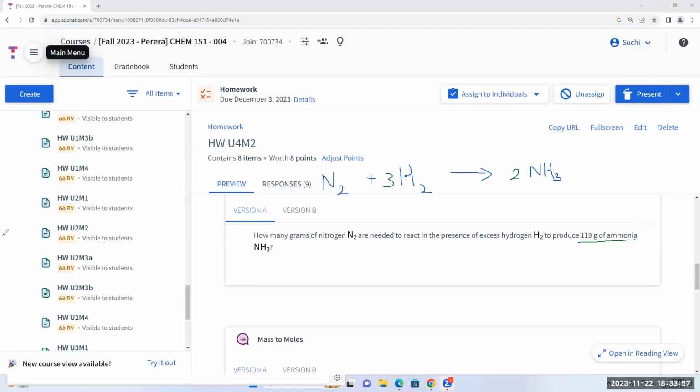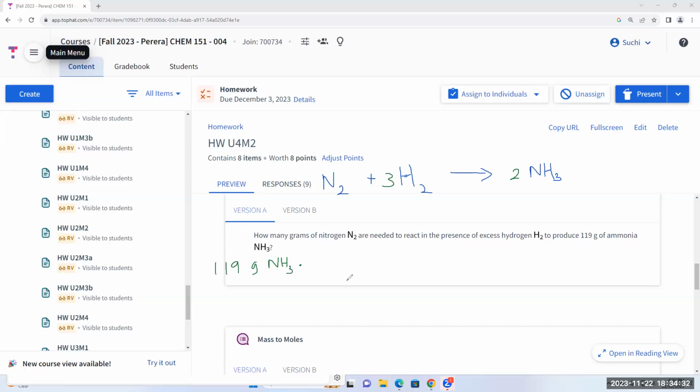Let's write that in our algorithmic method. So we are given 119 grams of NH3. And they are asking for the mass, or the grams, of nitrogen. That's what they're asking. So the first thing we need to do is get rid of the grams of NH3. To do that, what do we use? How do we get rid of the grams of NH3?